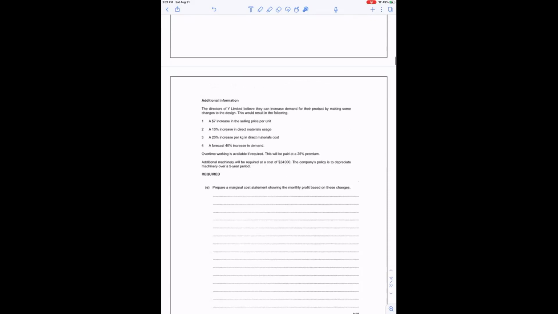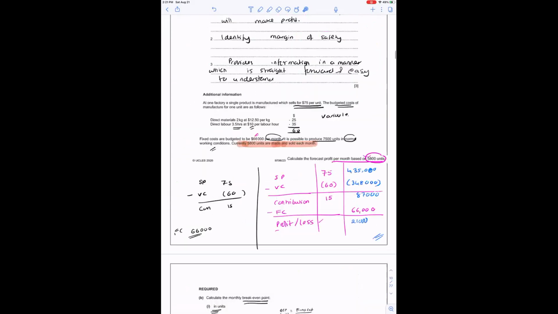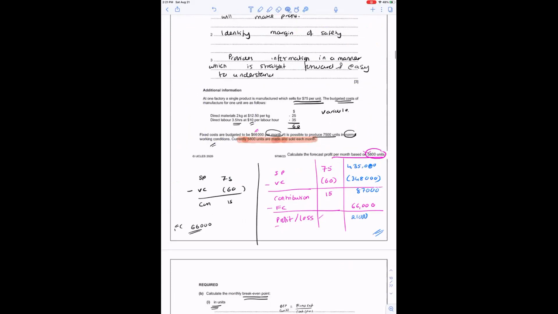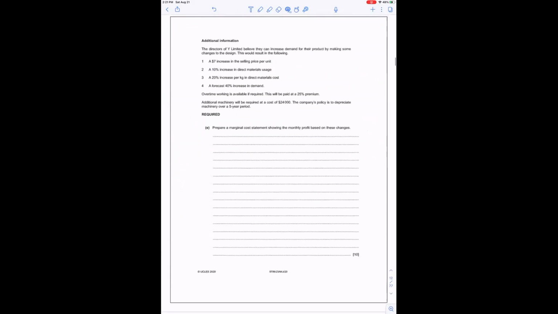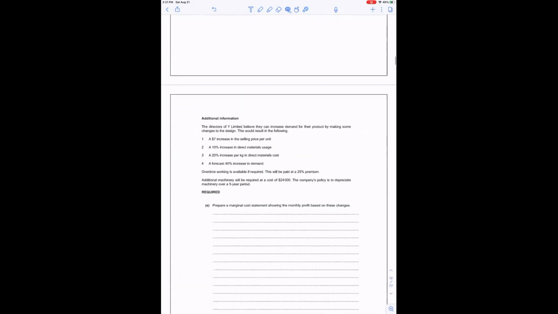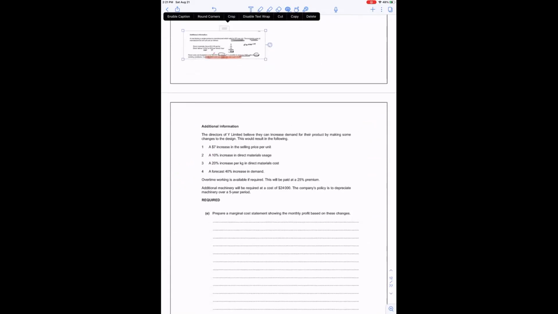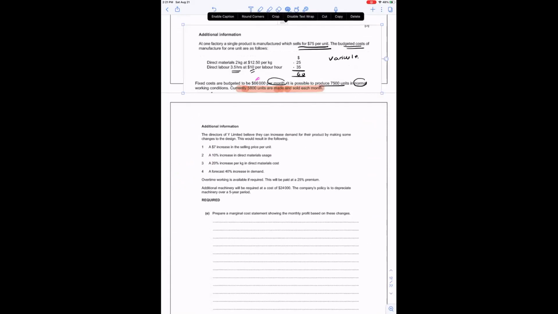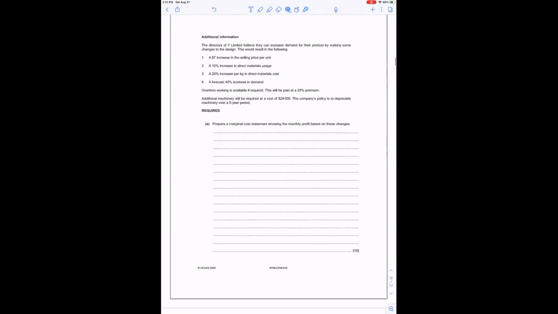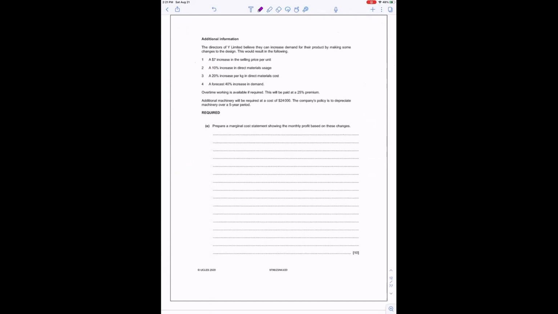What we will do is we will first take the original figures that we have. This was our selling price, direct material, direct labor, all the usage that we had. We will just bring it down over here. Now let's see. We have to prepare a marginal costing statement. You know the marginal costing statement. It is prepared in a format, 10 marks.